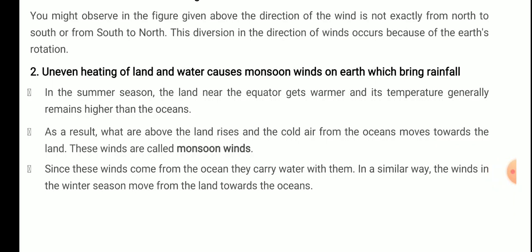So since these winds come from the ocean, they carry water with them. And in a similar way, the winds in the winter season move from the land towards the ocean. Read these points, and then we will be moving forward.